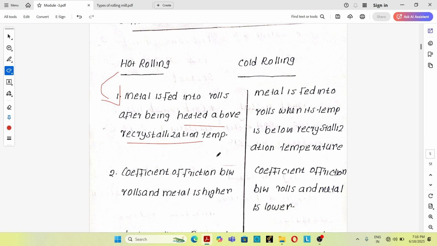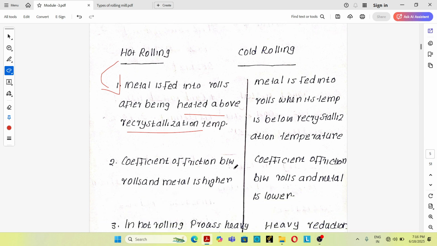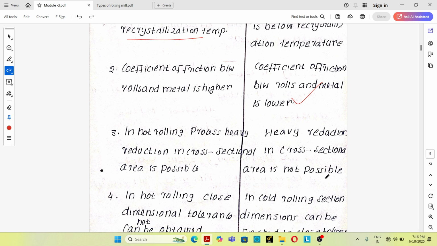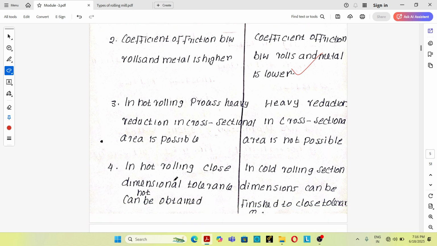Second point, the coefficient of friction between rollers and metal is higher in hot rolling, but in cold rolling, the coefficient of friction between roller and metal is lower. Third point, heavy reduction in cross-section area is possible in hot rolling as there is a high coefficient of friction between the roller and metal. In cold rolling, heavy reduction in cross-section is not possible.